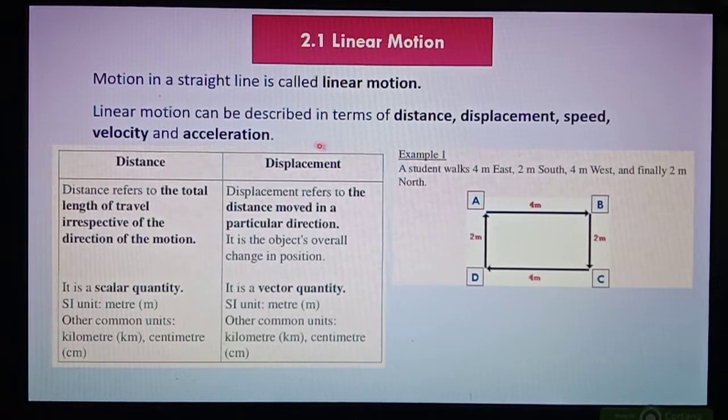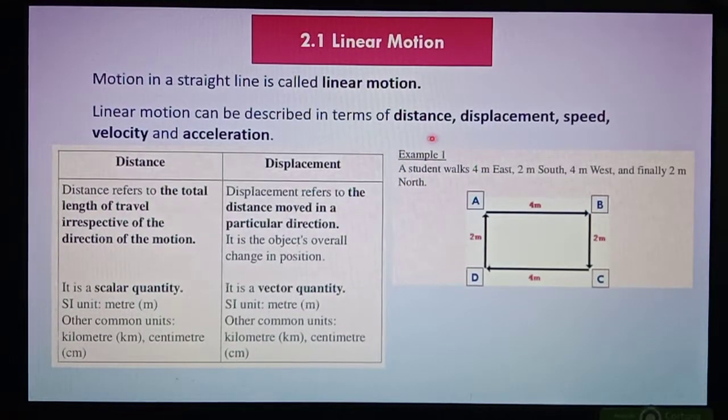So when we talk about displacement, displacement refers to distance moved in a particular direction or distance travel in a specified direction. So we need to consider direction when we discuss displacement, because displacement is a vector quantity. SI unit, same as distance, meter. Other common units used, kilometer and centimeter.